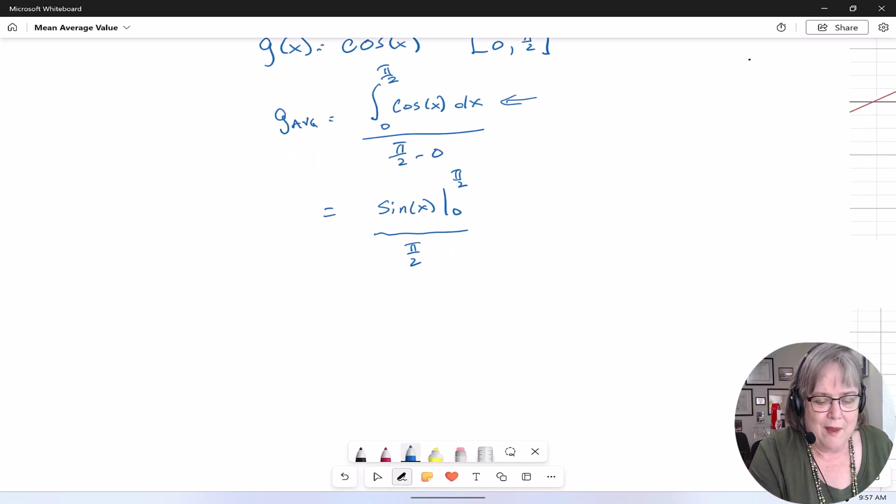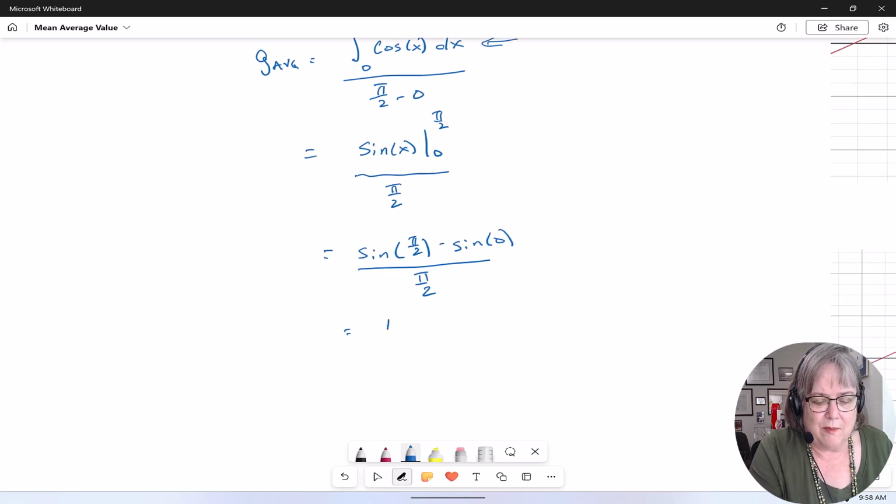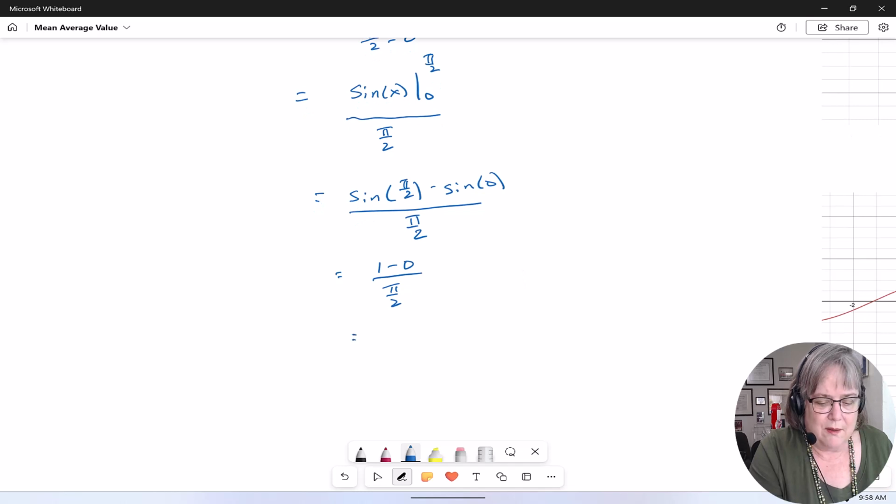All right. So we're going to have sine of pi over 2 minus sine of 0 over, don't forget the denominator, pi over 2. So this is 1 minus 0 over pi over 2. So this is 2 over pi. So this is the average value for this function. This is its average height. And this is, give or take, about 0.6366.